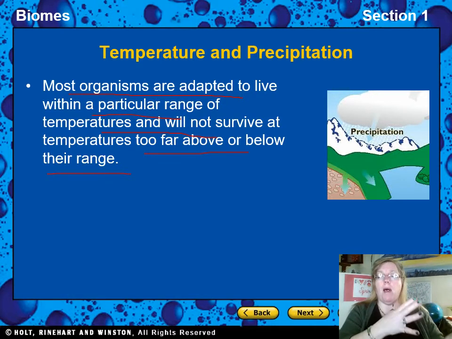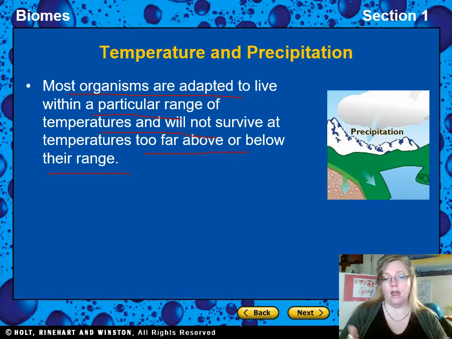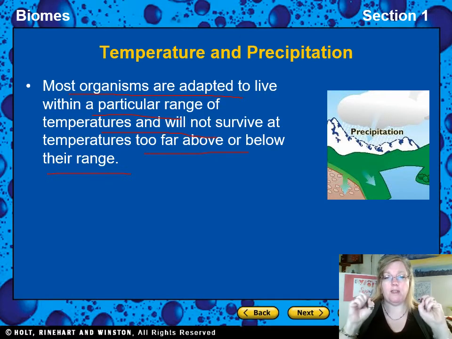Think about big pine trees in the mountains where it's cold. Those big pine trees have to have it cold. If it gets too hot, they're going to die. But then think about the cactuses in the desert. They have to have it hot. So if it turns cold, they die. So there's a specific range of temperature that all of the plants can live in.